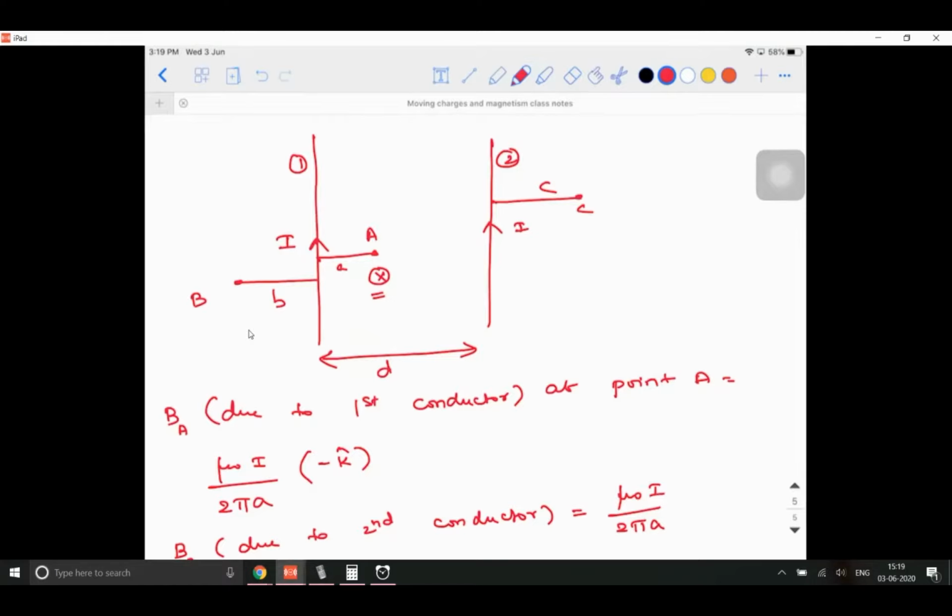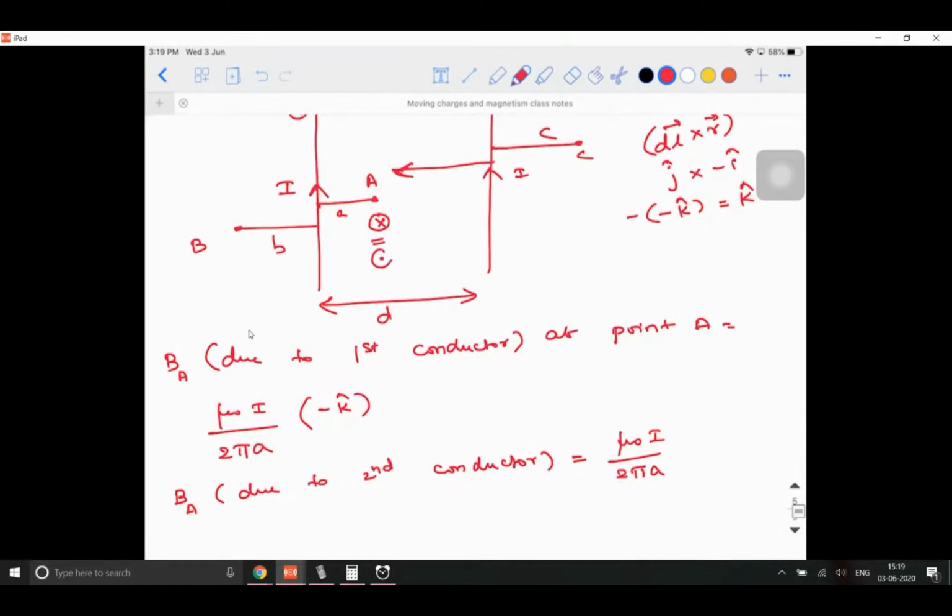I cross J. Okay. So it is going to be dl vector cross r vector. So what is dl vector? With respect to the second conductor, what is the direction of current? Upward, right? It is going to be j cap cross. With respect to this, what is this direction? Minus i cap. Right. So j cross minus i means it is going to be minus k cap, with a minus sign outside it is going to be k cap. So it will be in the outward direction.